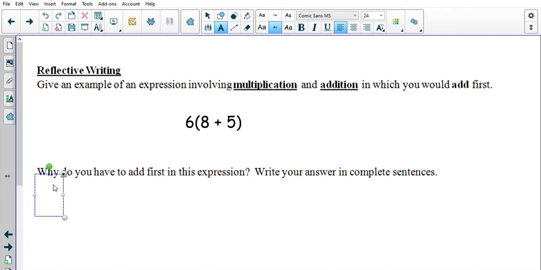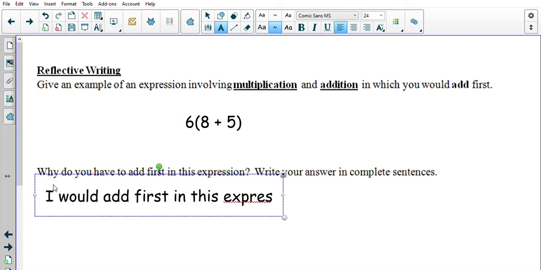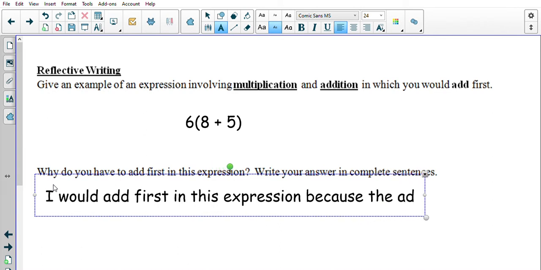So in the question where it says, why do you have to add first in this expression? More than likely, and don't go too crazy with your expressions. Sometimes I have students come to the board and they'll put these really long expressions up there and they think addition would come first, but it's not really the case. So in a problem like this, just keep it simple. The reason why we would add first in this expression is because the addition is in parentheses. So I'm going to say I would add first in this expression because the addition is in parentheses.